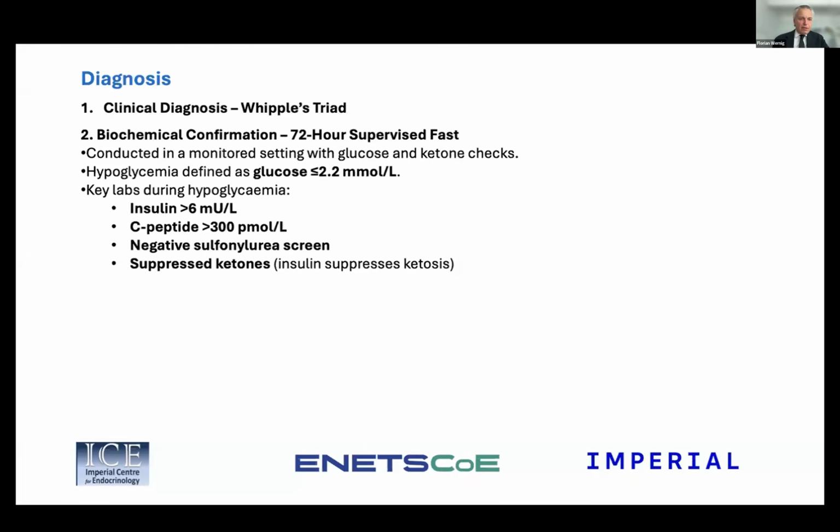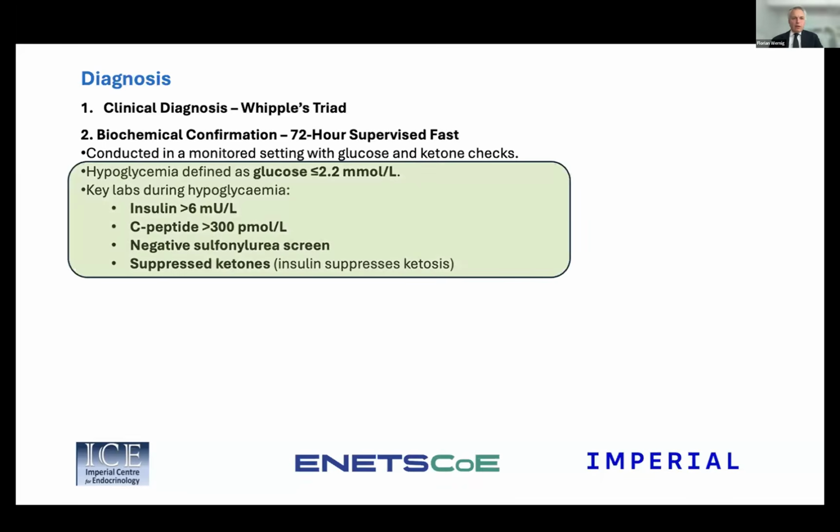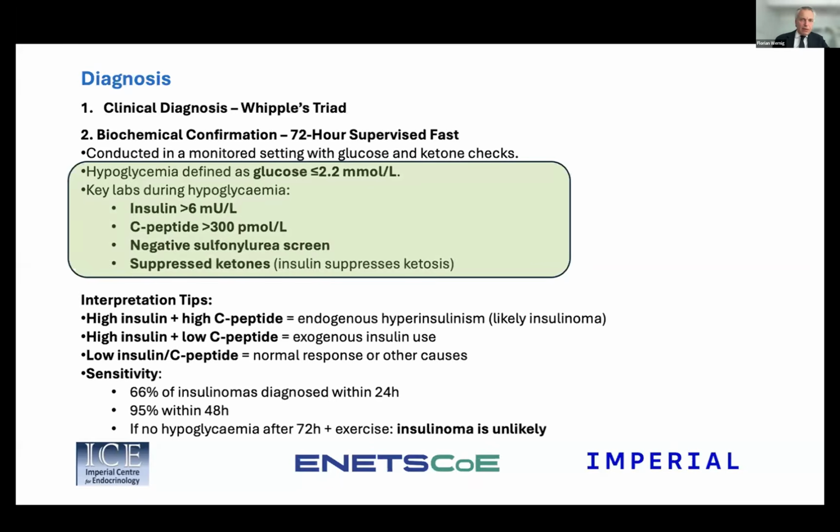We can make a diagnosis of an insulinoma if the insulin levels are more than 6 milliunits per liter, the C-peptide levels more than 300 picomoles per liter, a negative sulfonylurea screen, and suppressed ketones, as insulin suppresses ketosis. Now, there is, of course, a gray zone where the insulin levels are between 3 and 6 milliunits per liter. And this may have to be interpreted in the clinical context and sometimes needs more testing.